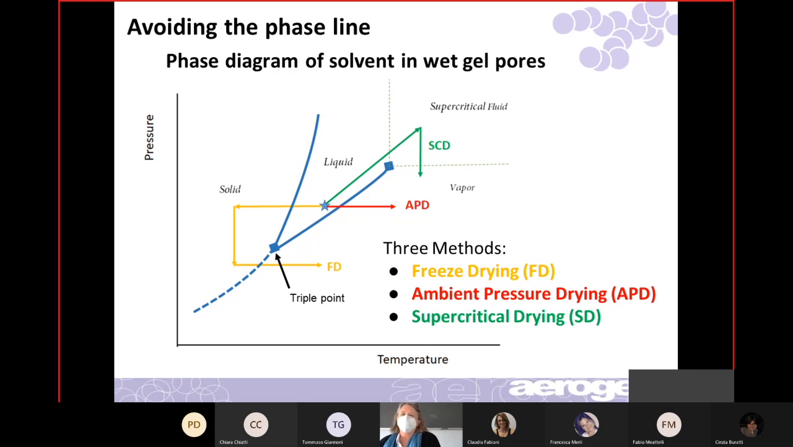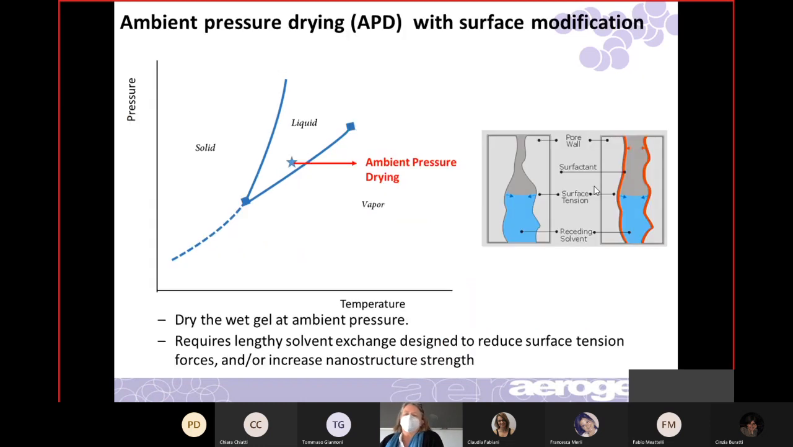So I'll start with the first one, which is ambient pressure drying. Ambient pressure drying just means that, again, you're not pressurizing it. You can do this in an oven. You need venting equipment, but you don't need high pressure equipment or anything like that. So the idea, I start here, right? Remember, this is pressure versus temperature. Stay at the same pressure and just kind of heat it up. And the way I do that is with these surfactants.